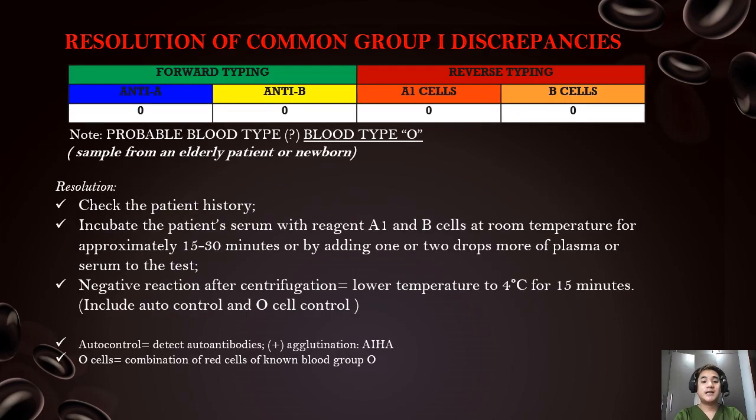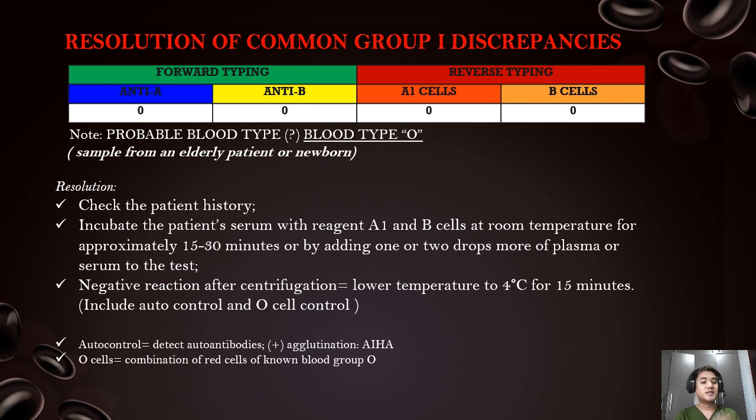So here is a nice example of a group 1 case discrepancy. Okay, forward typing results always come first, followed by the reverse typing result. So basically, the forward typing result is the initial basis for the blood group of the patient. And basing from this table, the probable blood type is blood type O. And remember that blood group O individuals do not contain red cell antigens. Therefore, they will produce antibodies for the antigens they lack. So it can be expected that there should be a strong agglutination in the reverse typing.